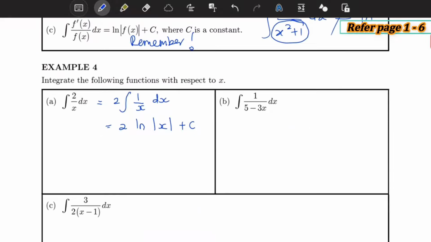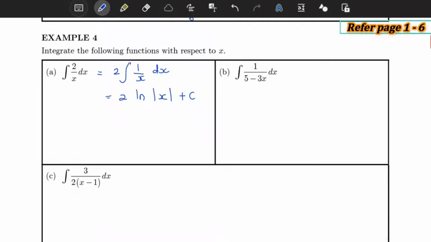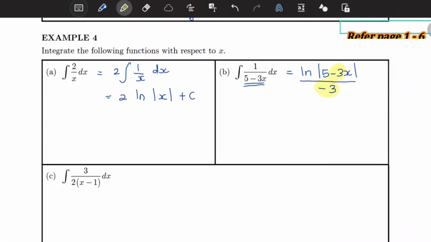Okay, so we go back to example part B. 1 over 5 minus 3x. 5 minus 3x is a linear function. So we will get ln of (5 minus 3x) divided by, okay, we differentiate the function, we will get negative 3. Oops, sorry. We have negative 3 here. And plus c.